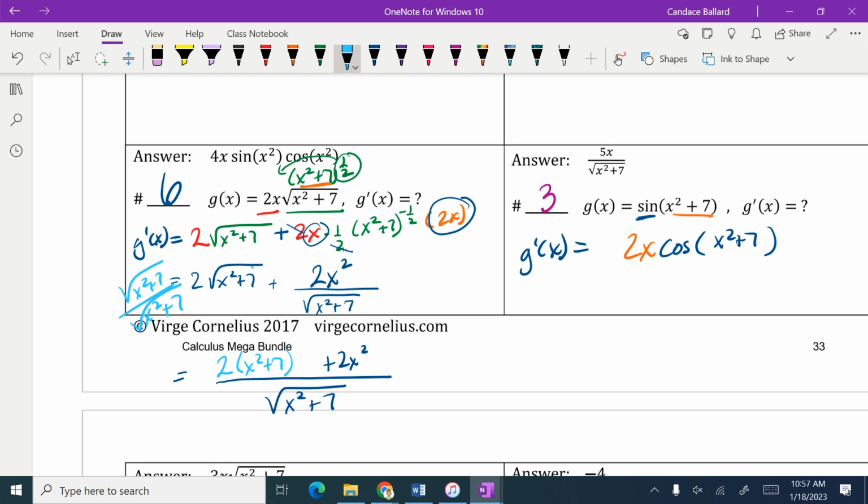All right, we got to do some combining like terms. What am I going to do with the 2? Distribute. So I've got 2x squared plus 14 plus 2x squared over the square root of x squared plus 7, or 4x squared plus 14 over the square root of x squared plus 7. Is that one of our choices somewhere? Yeah? Bottom of the last page.